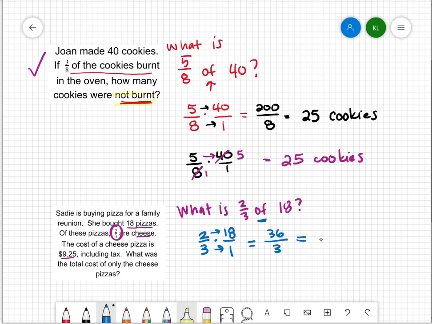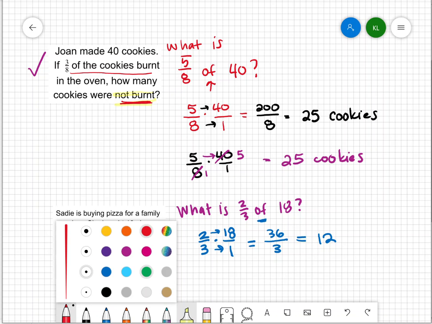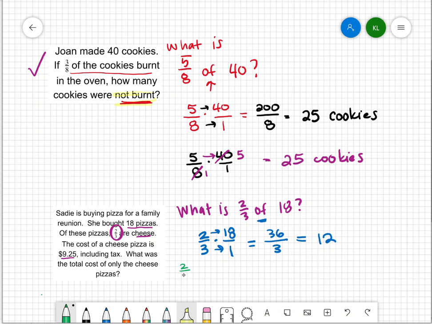Okay. If I wanted to cross cancel, and I'll do that off to the side for those of you who like to do that. Okay, 2/3 times 18, 3 divides into 18 6 times. Where again, 3 are both factors. So if I'm dividing both this number and this number by 3, that changes to 1. 18 divided by 3 is 6. 2 times 6 is 12. Again, we get the same answer. So this means that 12 pizzas are cheese.